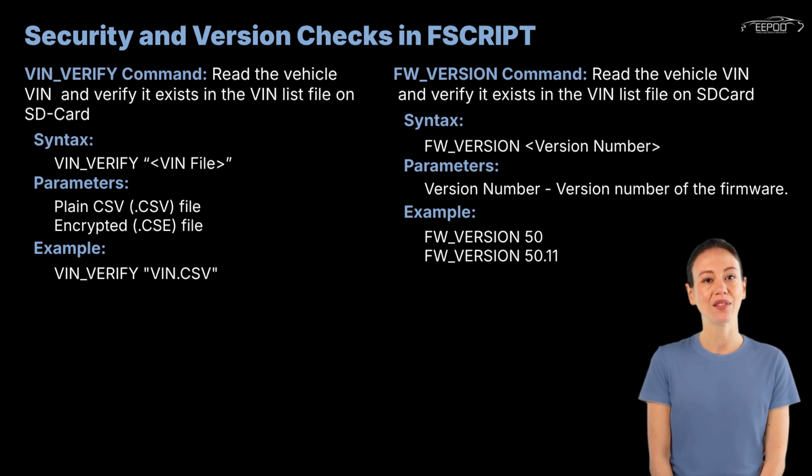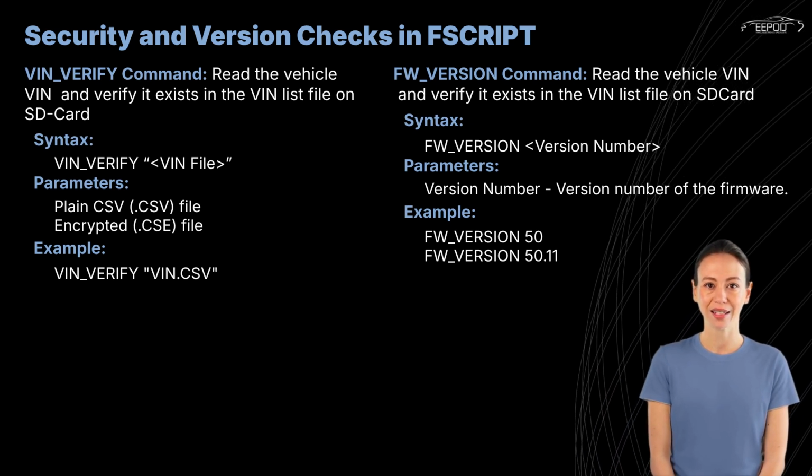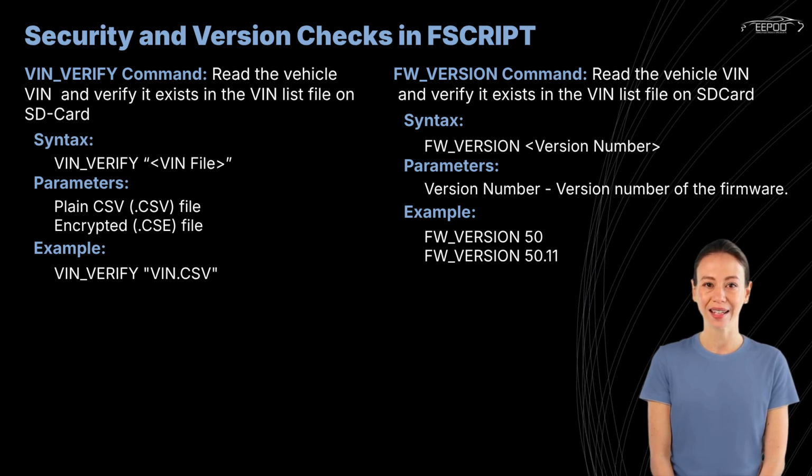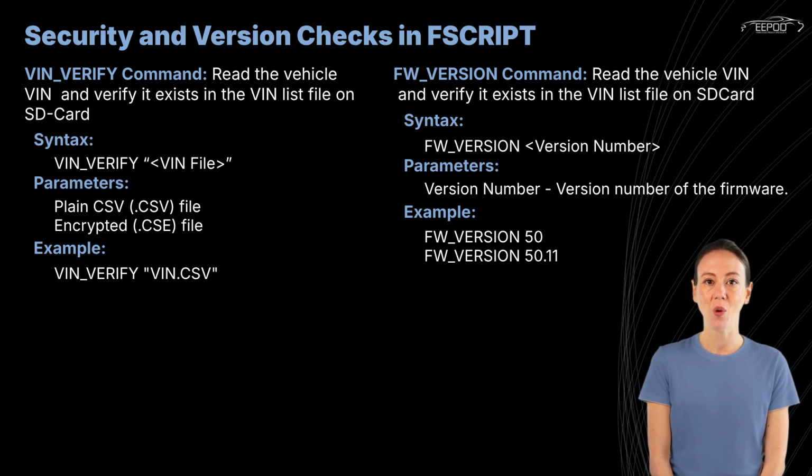First up, let's talk about the VIN_verify command. This command is all about making sure the tool is connected to the correct vehicle before running any sensitive operation, like a reflash, configuration change, or fleet update. FSCRIPT reads the VIN using OBDII mode 9 and then checks whether that VIN exists in a pre-approved VIN list file saved on the SD card.